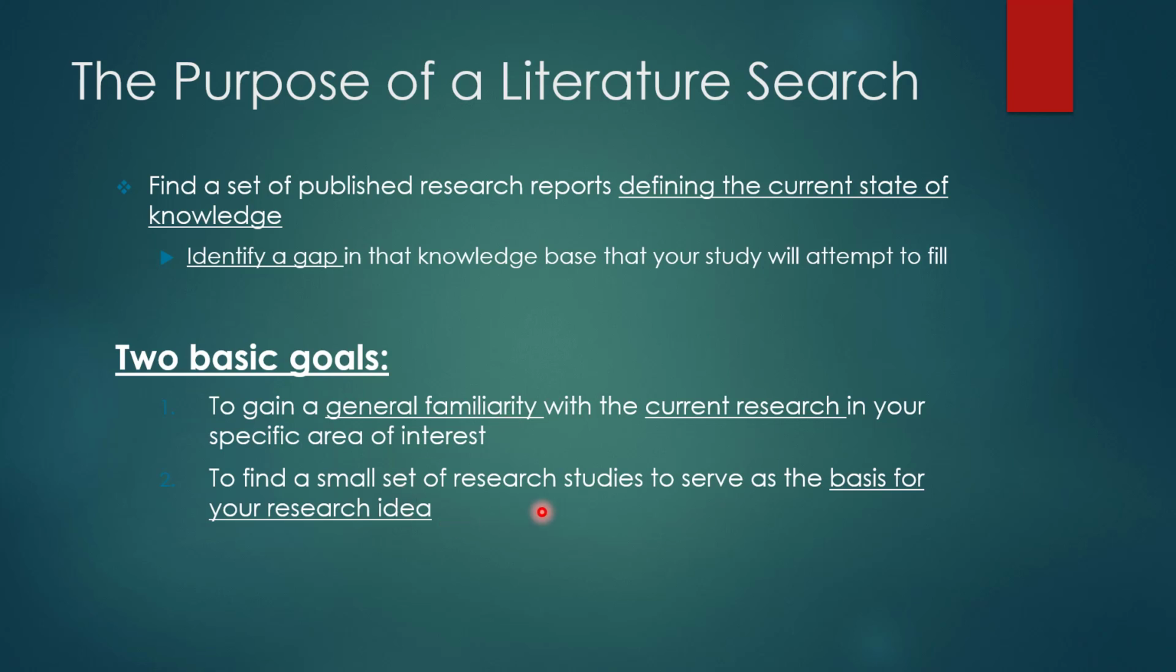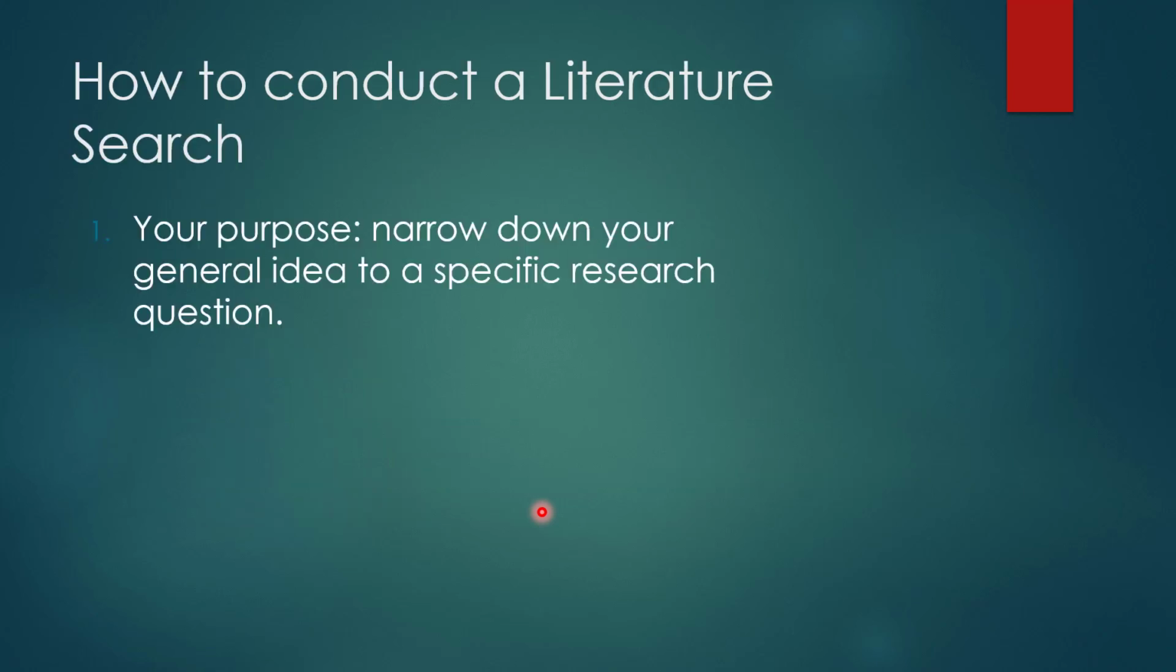The second goal is to find a small set of studies that serve as the basis for your research idea. So as you're going through these articles, you'll start formulating different ideas, and we've talked in a previous video about how you can use different parts of those articles to formulate those ideas. So when you're conducting a literature search, you want to narrow down your general idea to a specific research question. And we've discussed this a little bit, right? So how you kind of start with this general topic and eventually you'll narrow it down.